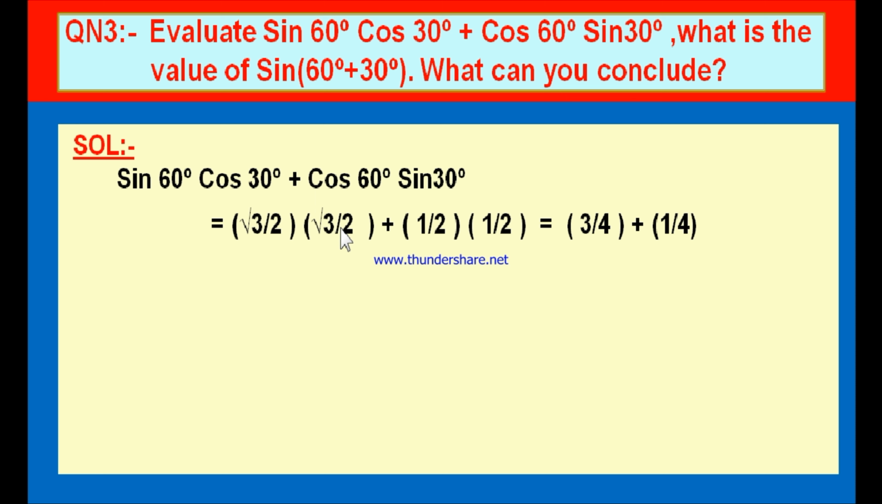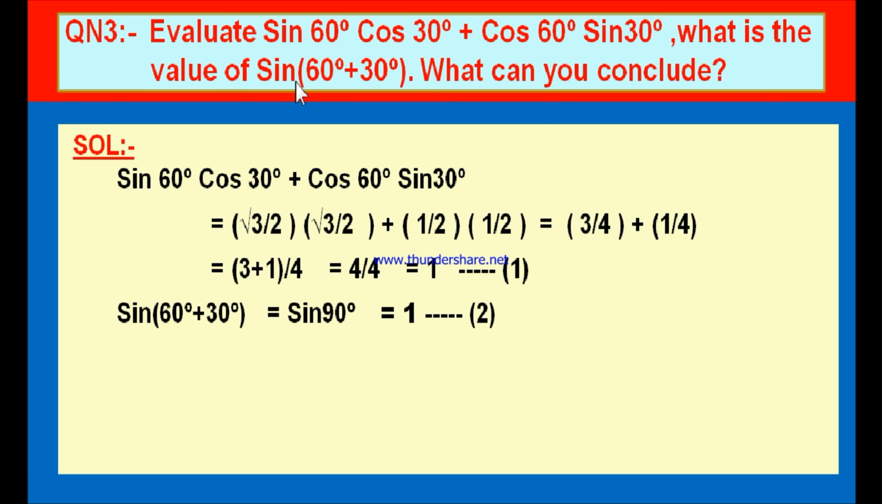Root 3 by 2 into root 3 by 2. Root 3 into root 3 is 3. By 2 into 2 is 4. 3 by 4. Plus 1 into 1 is 1, by 2 into 2 is 4. 3 by 4 plus 1 by 4. What is 3 plus 1? 3 plus 1 is 4. 4 by 4, which is 1. Therefore the value of sin 60 into cos 30 degrees plus cos 60 degrees into sin 30 degrees is equal to 1. Now let us find the second value also.